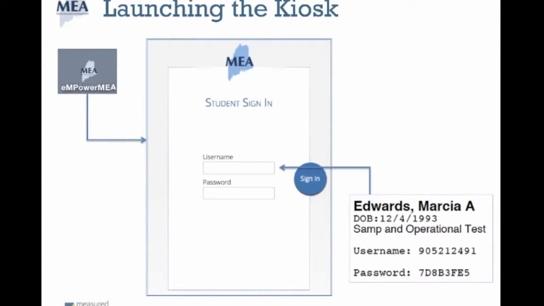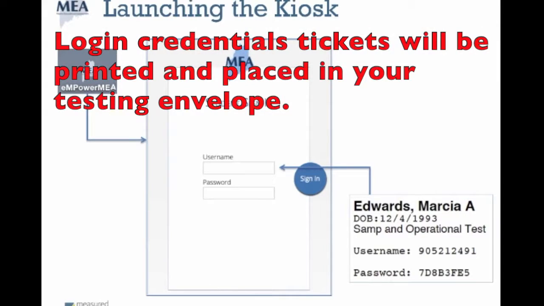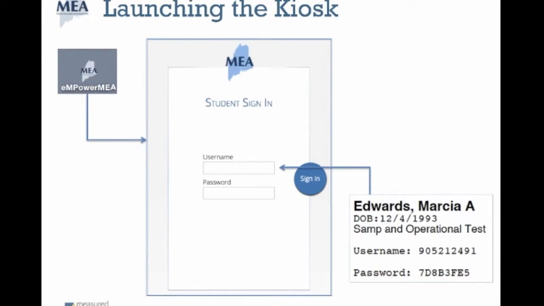To launch the kiosk, the student will either click on the desktop icon or a network folder. They'll see the student sign-in page with their username and password box, and using the logins that you either printed or provided to the students, they'll enter their usernames and passwords and click the sign-in button.